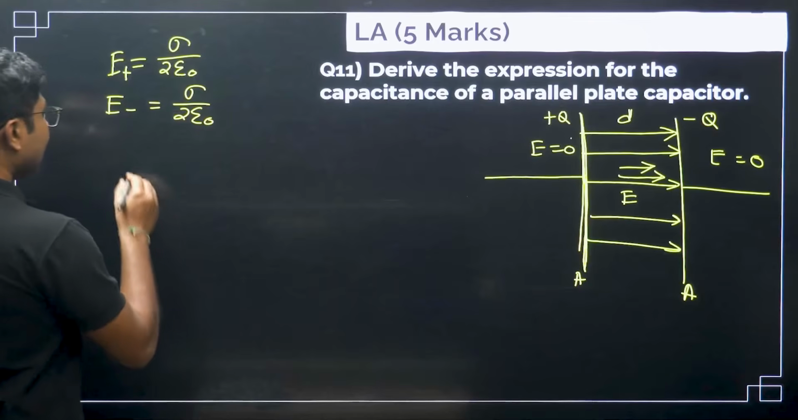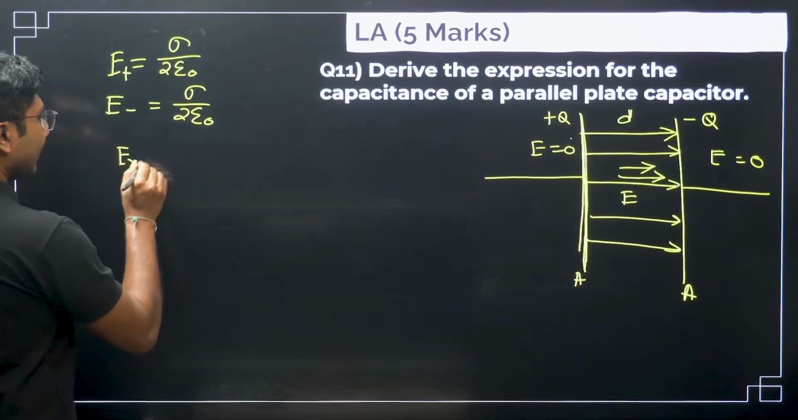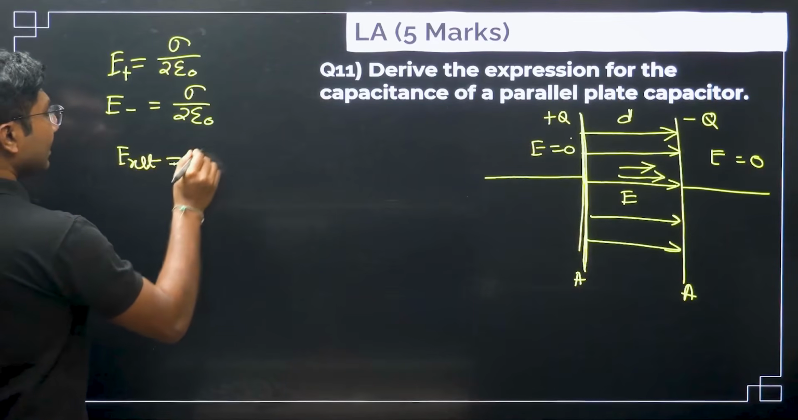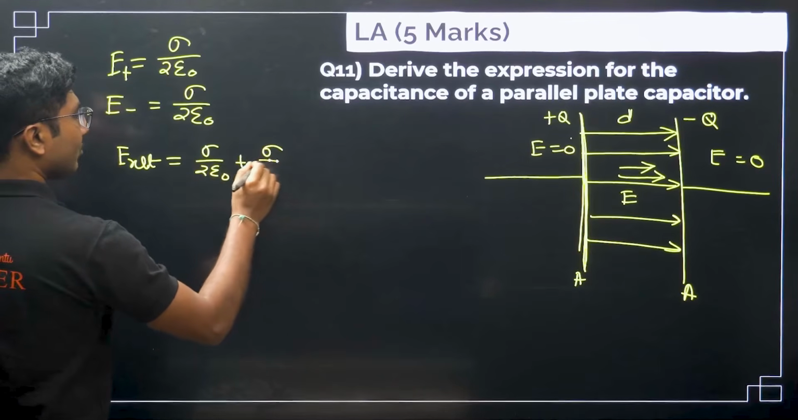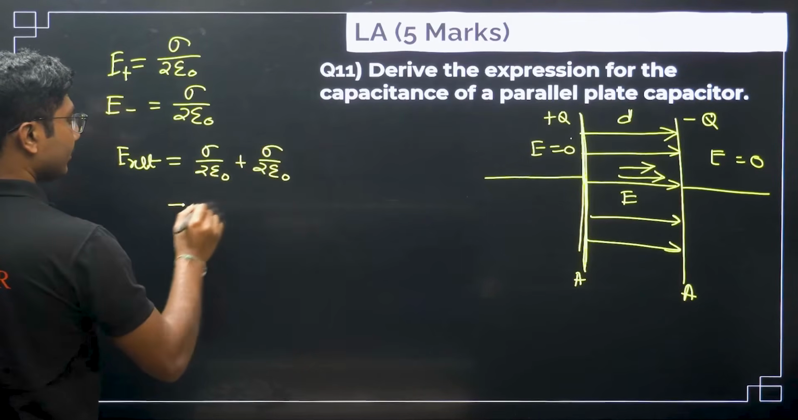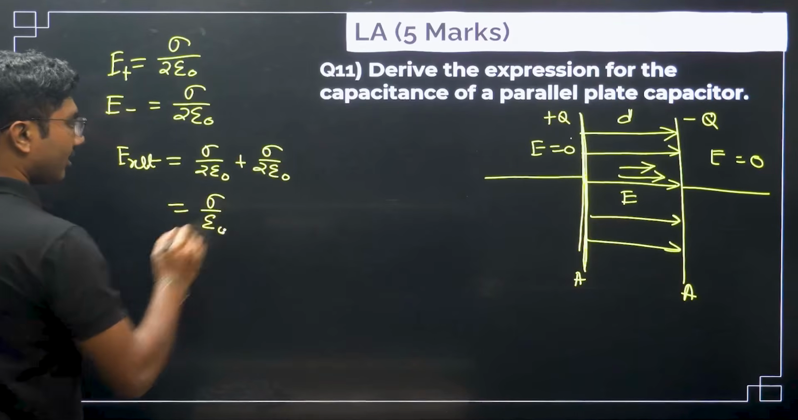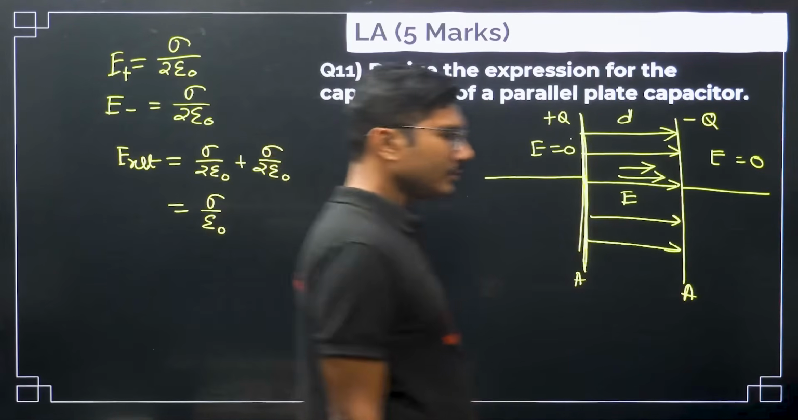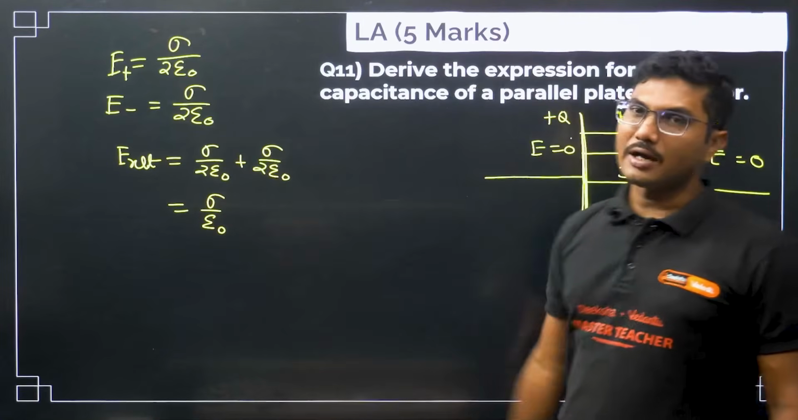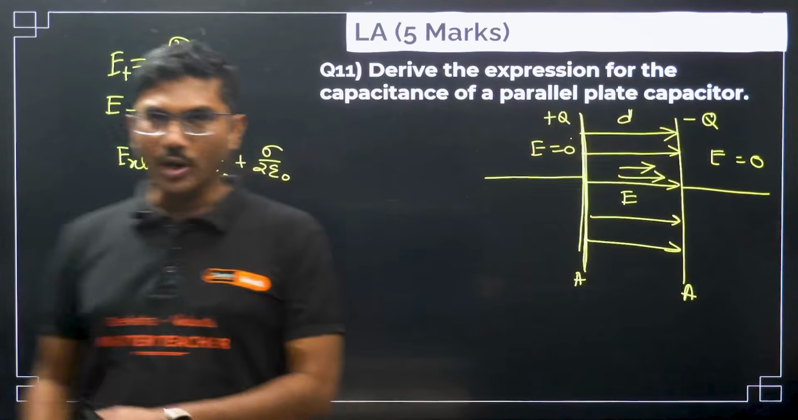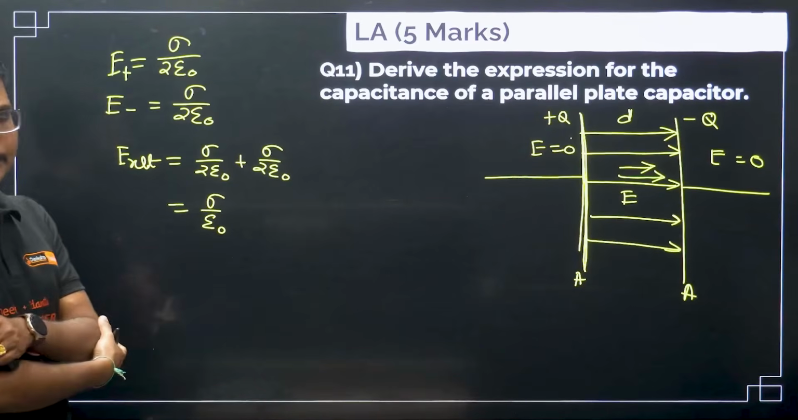Now what is the net electric field? Net electric field is given by sigma by 2 epsilon naught plus sigma by 2 epsilon naught equals sigma by epsilon naught. If you take sigma by epsilon naught common, half plus half means 1. That's why sigma by epsilon naught.